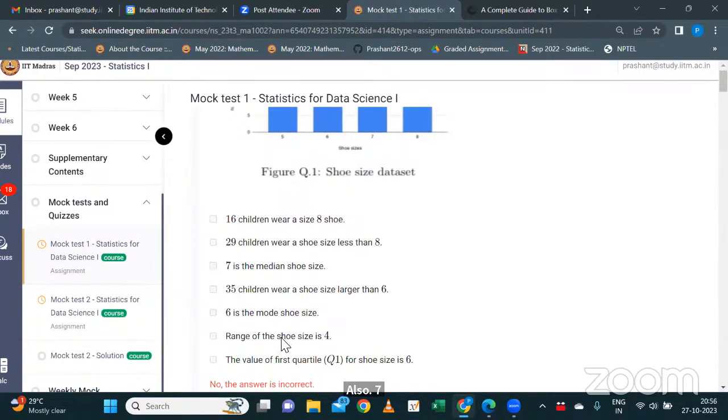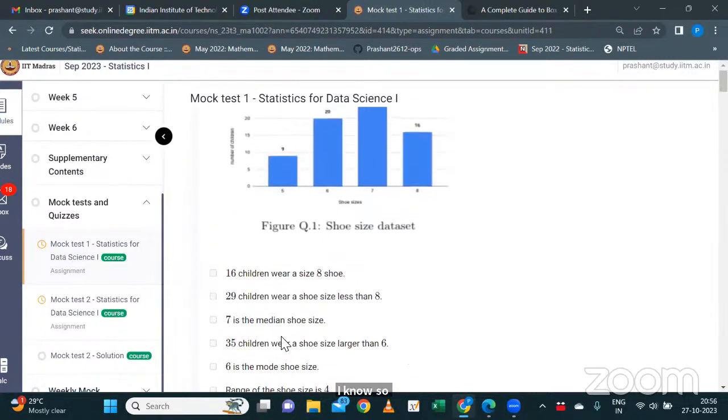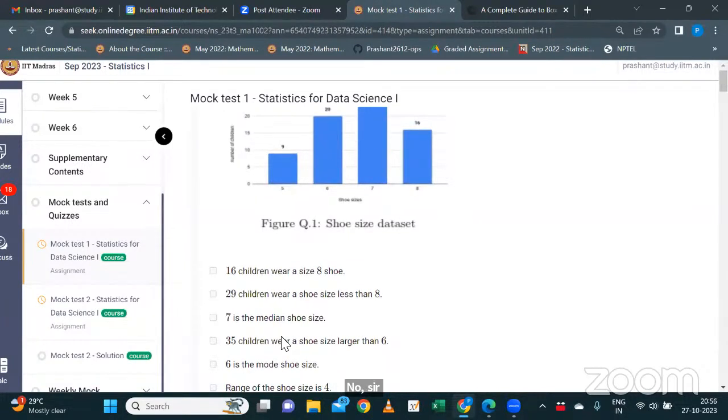No, sir. How? Because the maximum shoe size is 8, right? The minimum shoe size is 5. So then it's 3, sir. The range should be 3. Okay, correct.